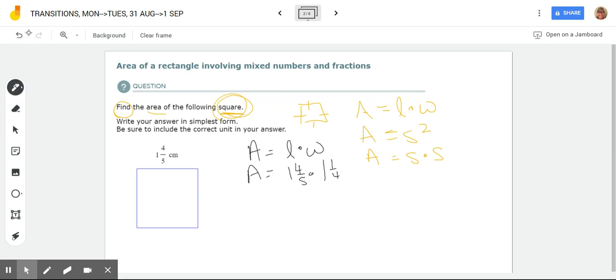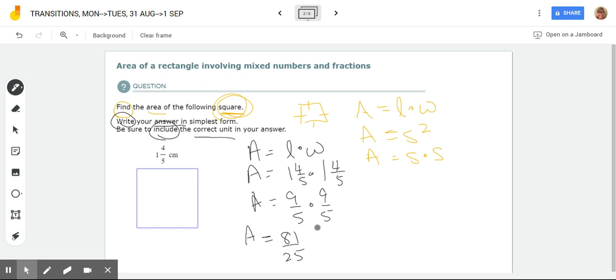That's not 1 4/5. That's 1 1/4. Let's try that again. Okay. And to multiply these, we need to change them to an improper fraction. So 5 times 1 is 5 plus 4 is 9/5 times 9/5, which area is equal to 81/25. Don't forget, it says write your answer in simplest form. Can't reduce it any further.